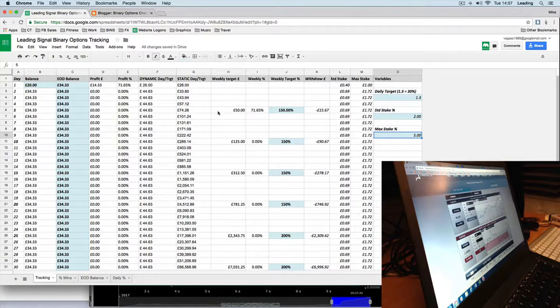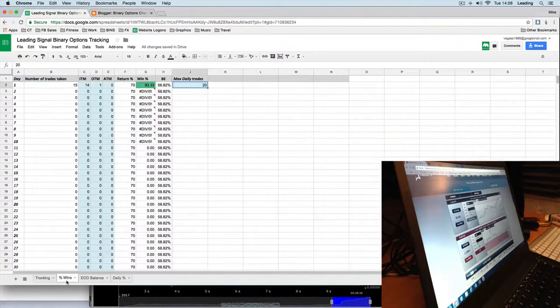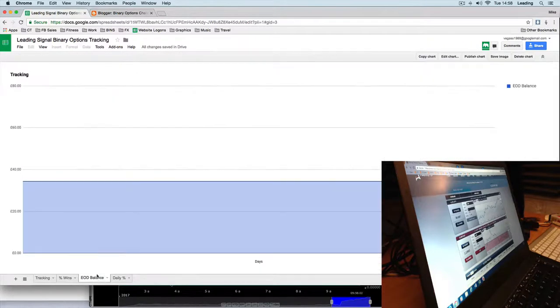So yeah, those are each of the sections that you have. As you fill it in each day, and at the end of the day balance, this end of day tracking spreadsheet will fill up.